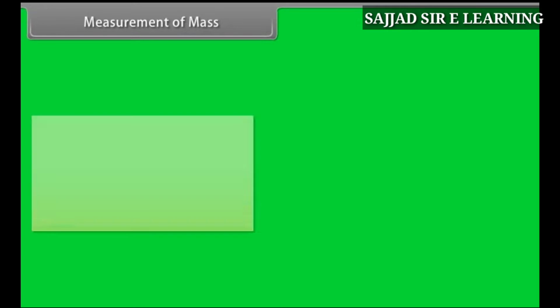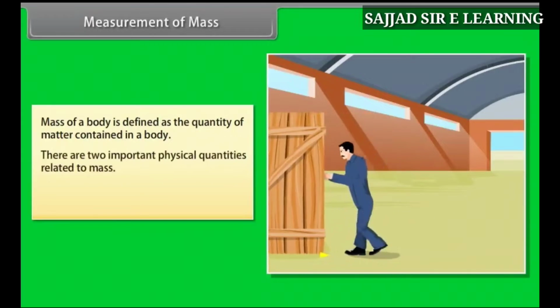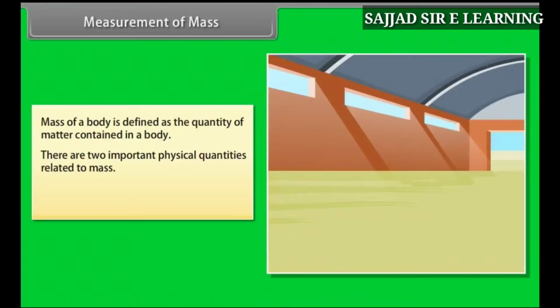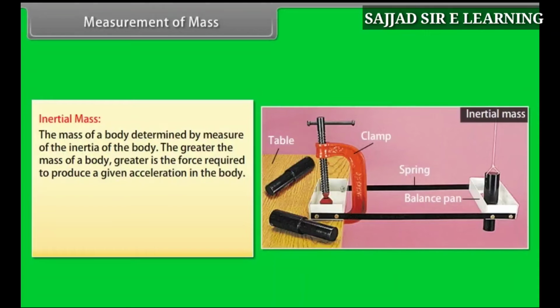Measurement of mass. Mass of a body is defined as the quantity of matter contained in a body. There are 2 important physical quantities related to mass of a body. These quantities are inertial mass and gravitational mass. Inertial mass. The mass of a body is determined by a measure of the inertia of the body. The greater the mass of a body, the greater is the force required to produce a given acceleration in the body.